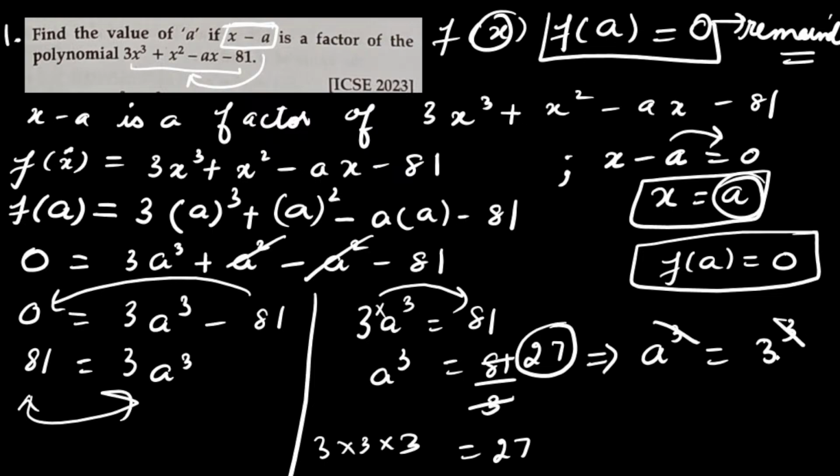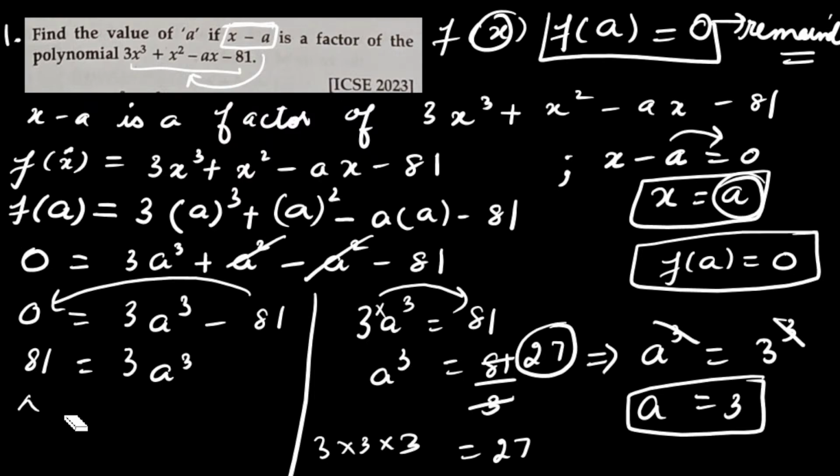Cube and cube will get cancelled. So a's value is equal to 3. A's value is equal to 3. You can also do it by sending the cube to the other side, it will become a cube root. So both ways you can do it. So the value of a is 3.